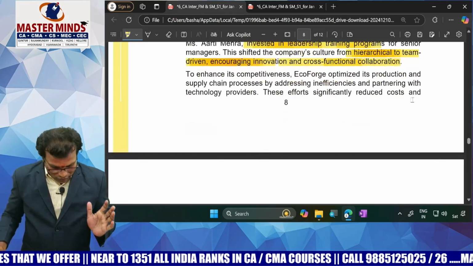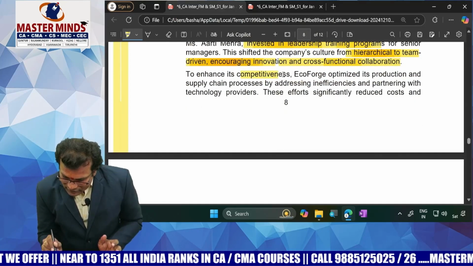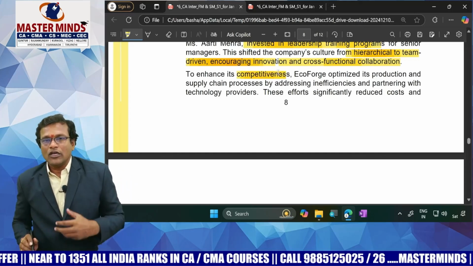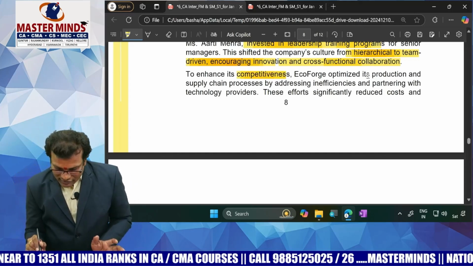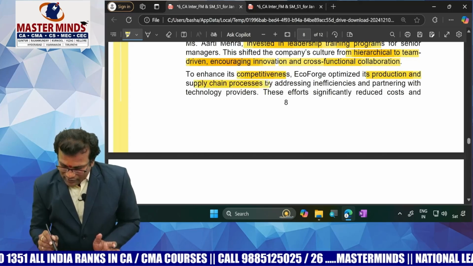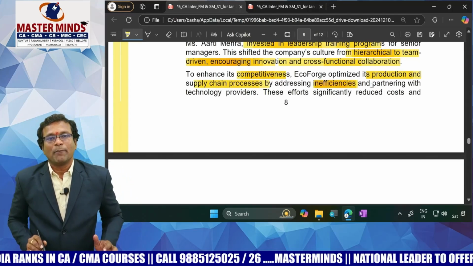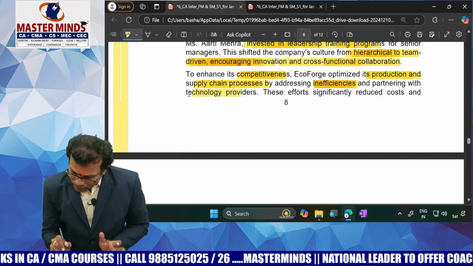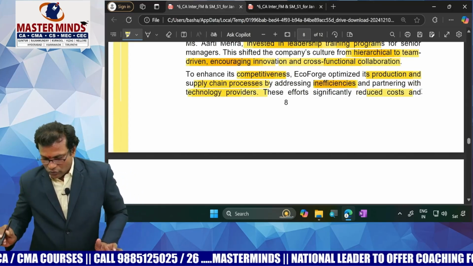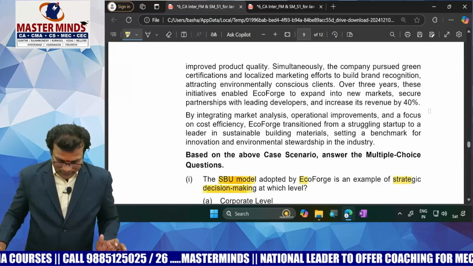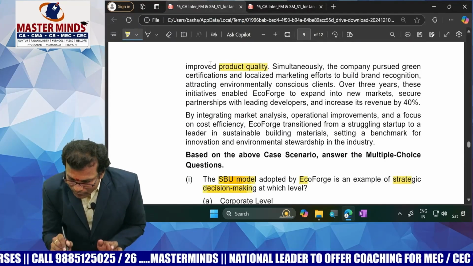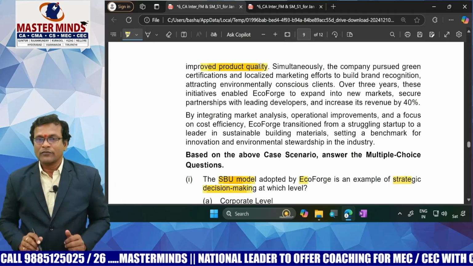Is that clear? Now, look at the last paragraph. To enhance its competitiveness, Ecoforge is trying to maximize its production and supply chain process by addressing some loopholes in their implementation inefficiencies by partnering with some technology providers. These efforts are going to reduce their costs and thereby product quality will get improved.